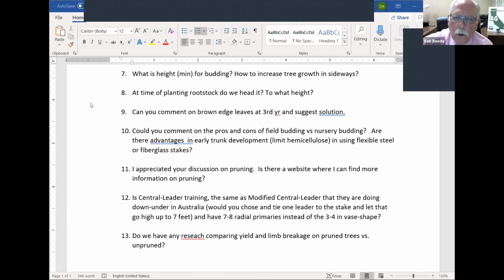To what height? Well, boy, I'm sorry I'm so long-winded, but these questions have complexity to them. If you're planting rootstock early in the spring and you've taken delivery and it has growth at the tips, why, as you saw in that one slide, I go in and I cut it to 24 inches.